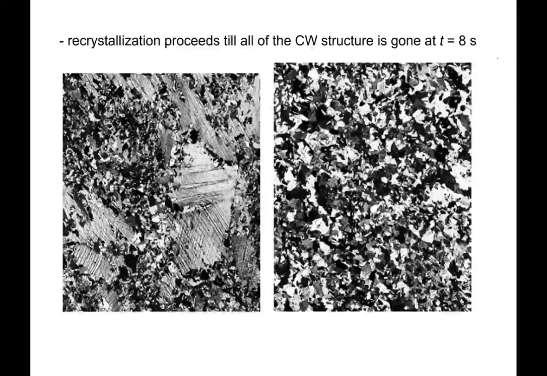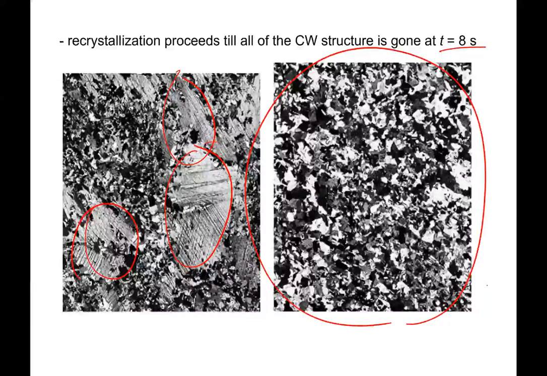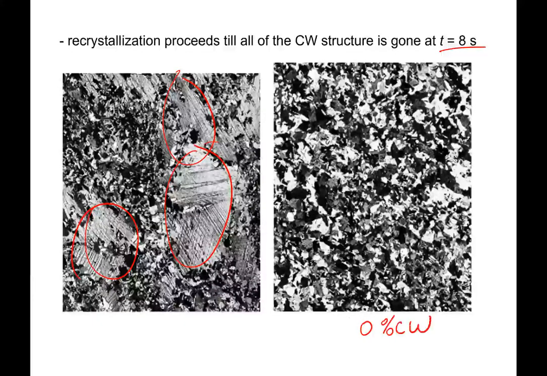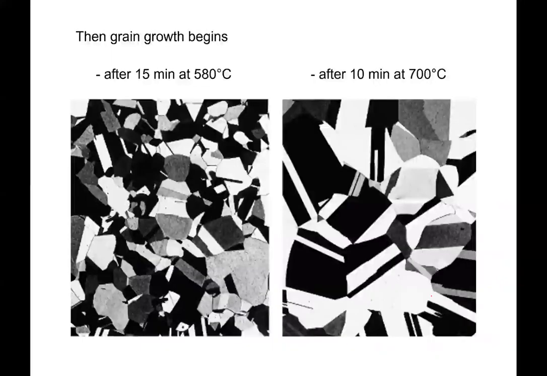All right, so if we continue on, this is 8 seconds. You can see the original grain structure is just about gone now. And then finally, we're 100% recrystallized. For our purposes, this 100% recrystallized sample will be considered 0% cold work. And so we've removed all of the cold working of the original sample. And then if we continue to hold even longer, what we'll find is that the grains continue to grow and get bigger and bigger and bigger.